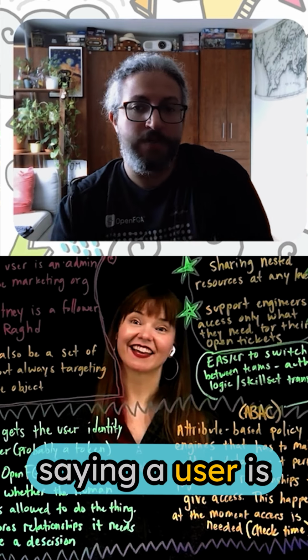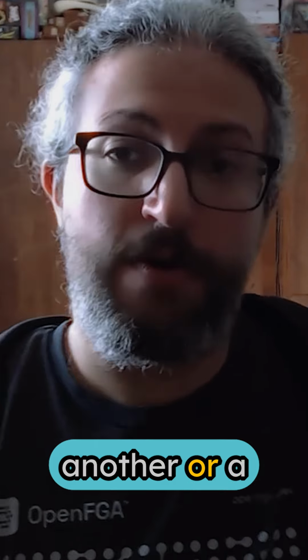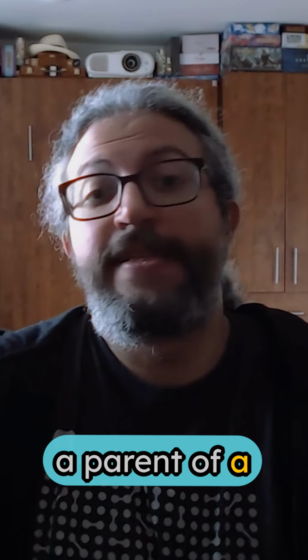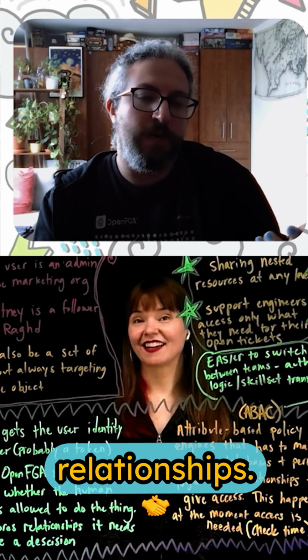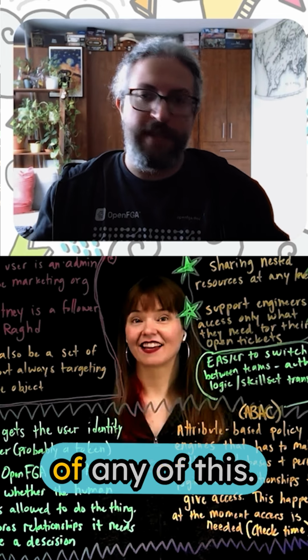Basically, when you're saying a user is a viewer of a document, or a user is a follower of another, or a folder is a parent of a document, or an organization is a parent of a team, we're indicating relationships. We're not indicating a role, and we're not indicating an attribute of any of this.